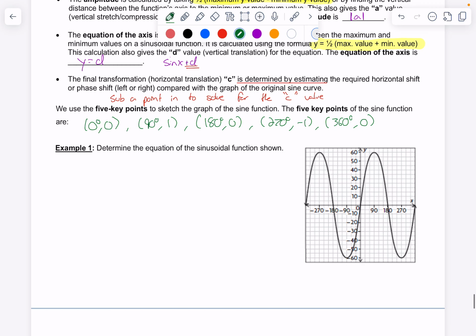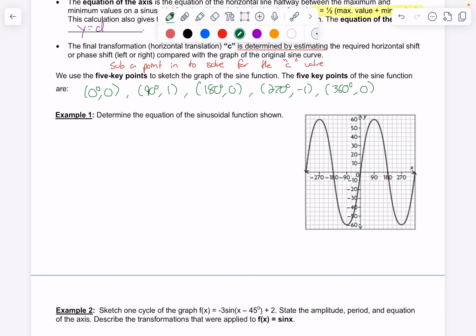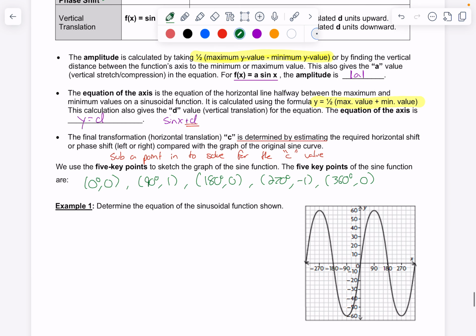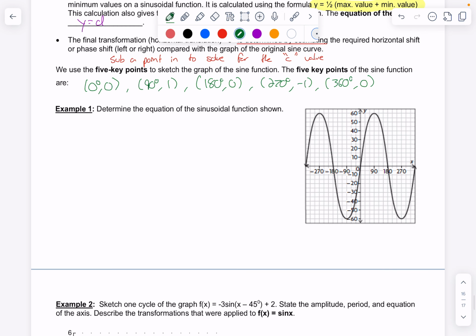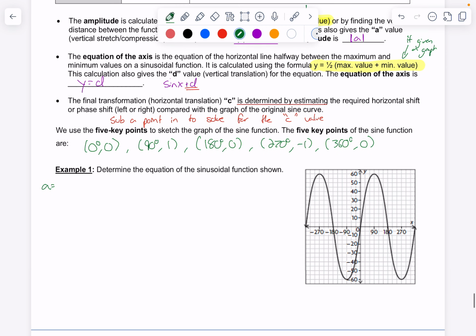Okay, so example 1. This is where we're going to create an equation based on a graph. So what we're going to want to use is, if I give you a graph, use these values. If given a graph, just directly look and see what your max and your min are. So I look here and I say, okay, well, I can calculate my A value by just saying max minus the min value all over 2.